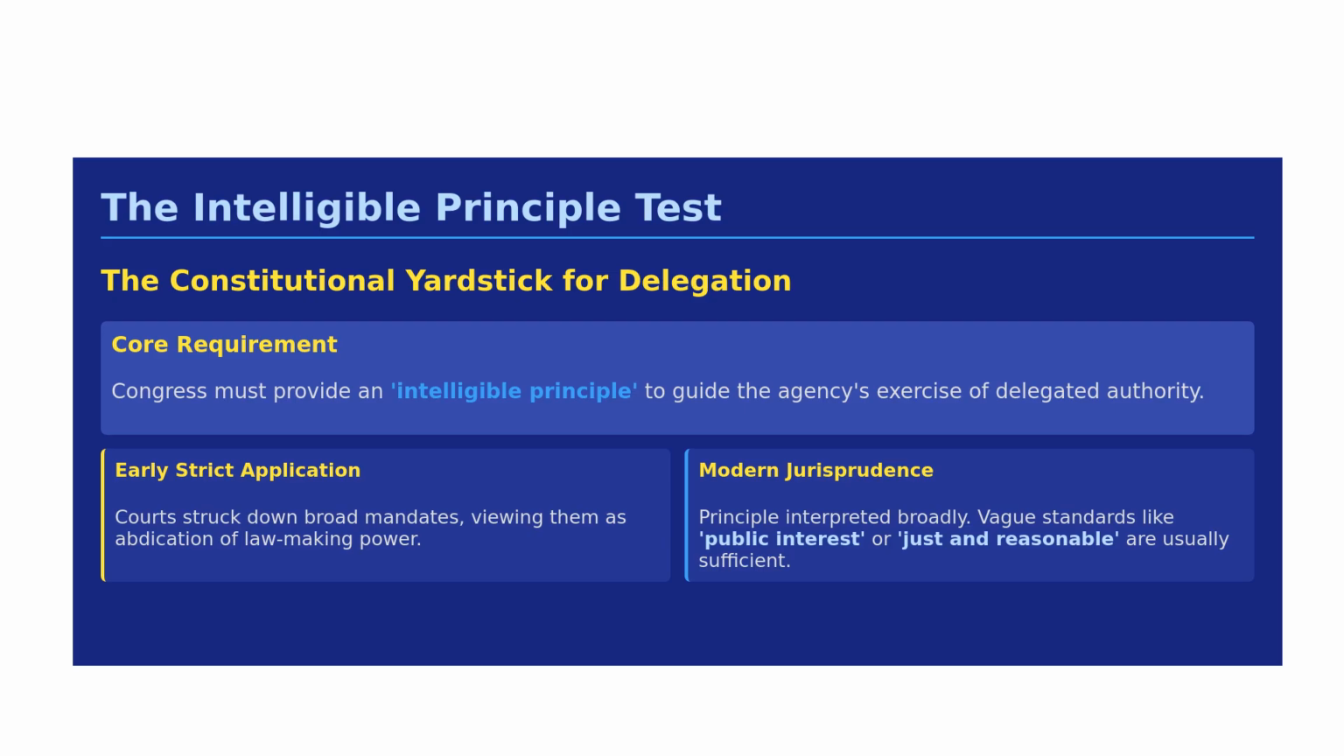However, modern jurisprudence has dramatically relaxed this standard. Courts now interpret intelligible principle very broadly. In contemporary cases, Congress can delegate vast regulatory power using vague standards such as promoting the public interest, ensuring actions are just and reasonable, or maintaining fair and equitable practices. This broad interpretation means that while the doctrine technically exists, it rarely invalidates a delegation today, effectively permitting Congress to delegate significant policy choices to the executive branch.